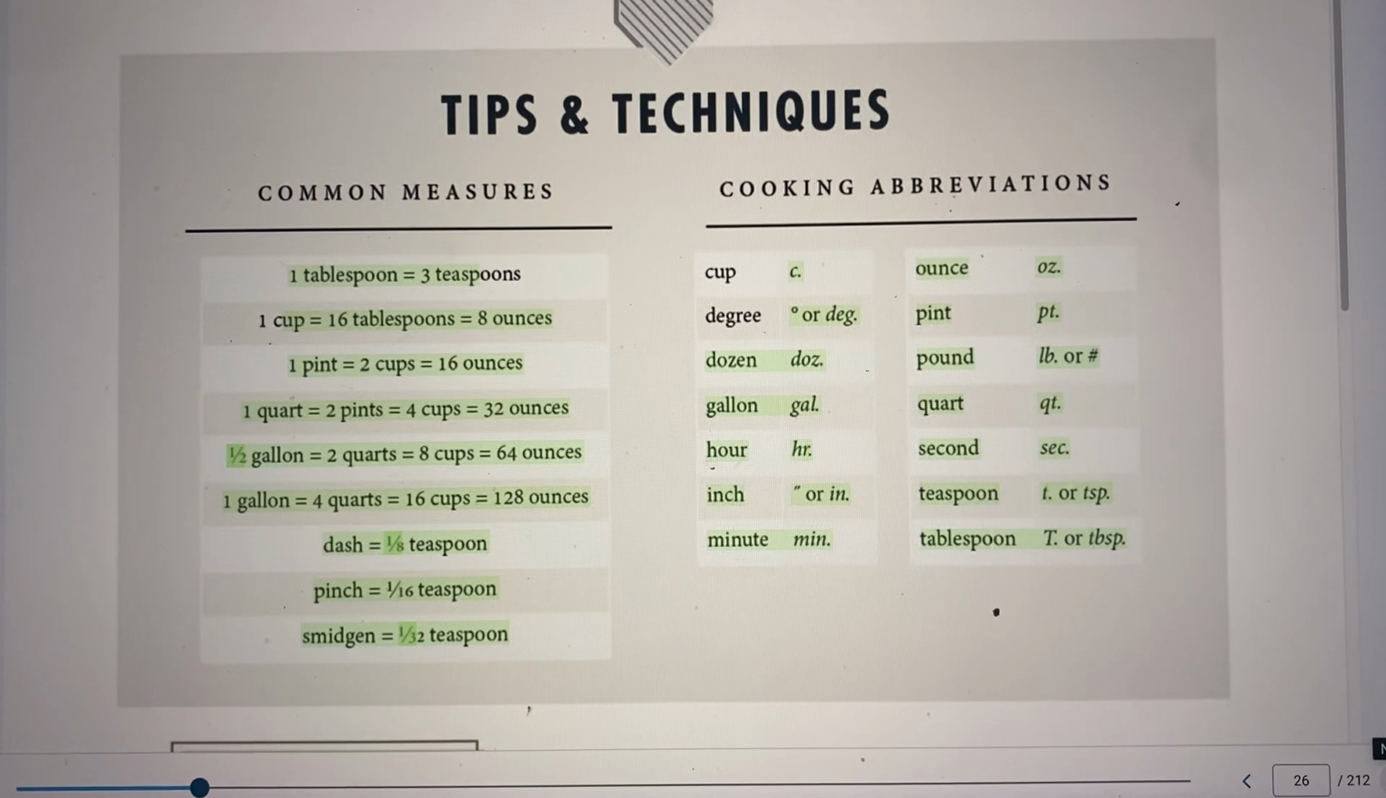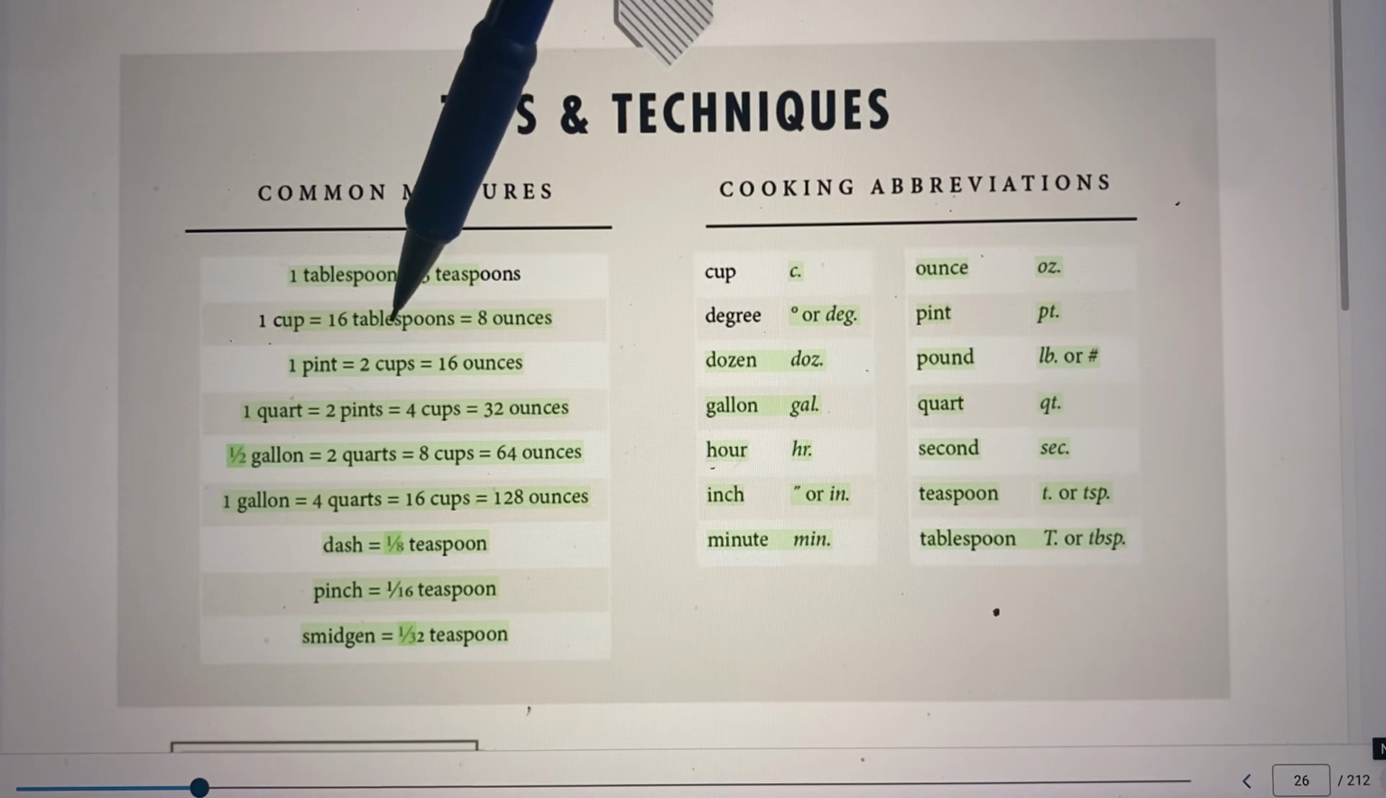Tips and techniques, and we'll finish up with this. This will finish up the whole chapter. Tips and techniques, common measurements here. Let's see. Tablespoon: 1 tablespoon equals 3 teaspoons. Pretty important to know. 1 cup equals 16 tablespoons or 8 ounces. I always think 8 ounces when I'm going to drink a cup of something; it's 8 ounces.